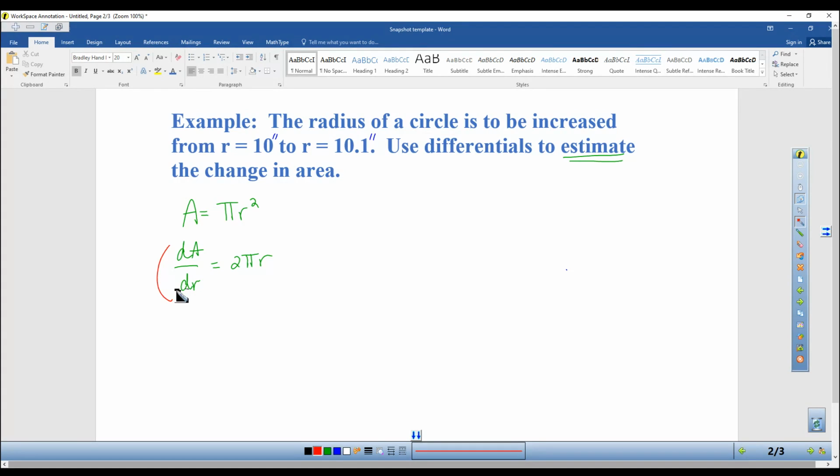Step two is to multiply both sides by the differential in the denominator. This clears the fraction and isolates the differential that we want, which is dA. So just so you understand what it is that you're doing, dA, d, we know is derivative, but think of it also as delta, which means change. So in other words, the change in area is equal to 2 times pi times the radius times, again, the delta or change in r.